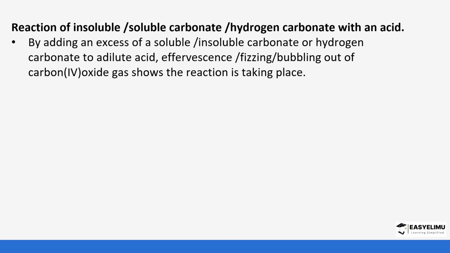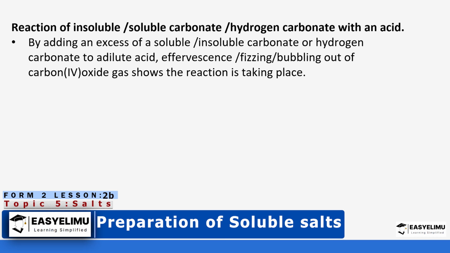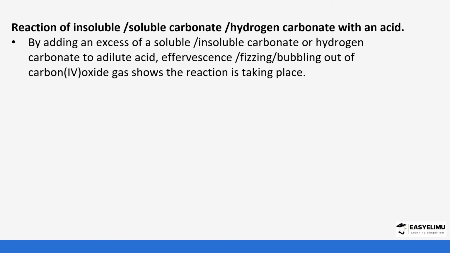First of all, just like in the previous video, you add excess of the carbonate or the hydrogen carbonate to a dilute acid, and you can use warm acid where the process might be slow. Effervescence happens because carbon dioxide is produced when carbonates and hydrogen carbonates react with acids. We know it's carbon dioxide because if you bubble that gas in lime water, it turns to a white precipitate. The reaction is stirred until there is no more effervescence or fizzing, which tells you that the reaction has stopped.